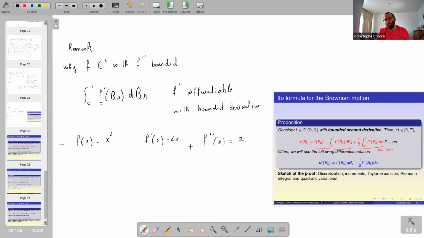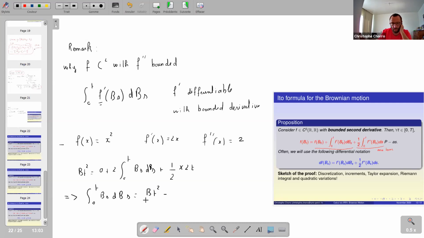So if I apply this formula to this case, I have Bt squared equal to B0 squared, which is equal to 0, plus 2 times the integral between 0 and t of Bs dBs, plus 1/2 of the integral between 0 and t of the second derivative, which is equal to 2. So I have here 2t. And this implies that the integral between 0 and t of Bs dBs is equal to Bt squared minus t over 2.